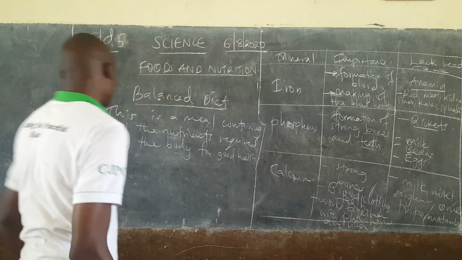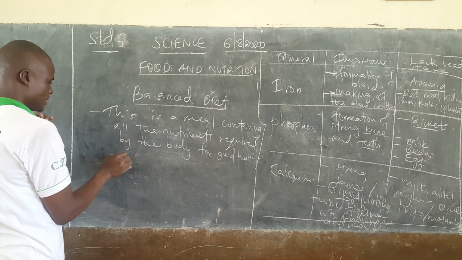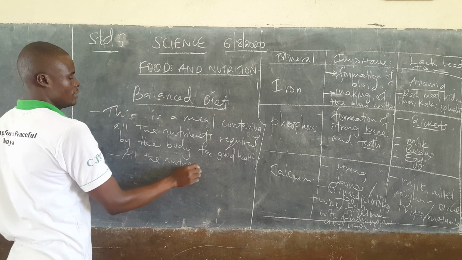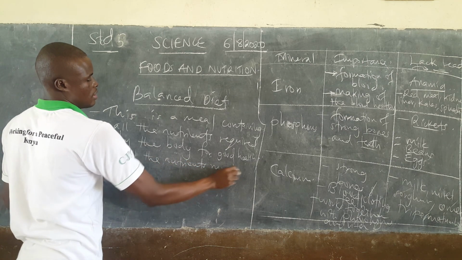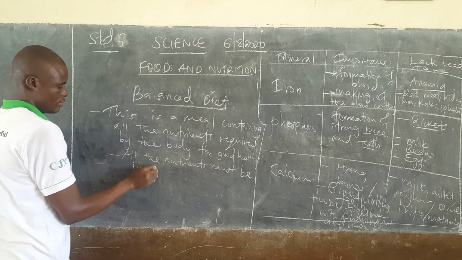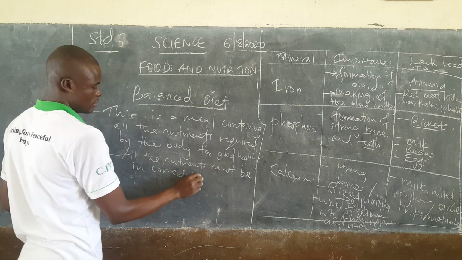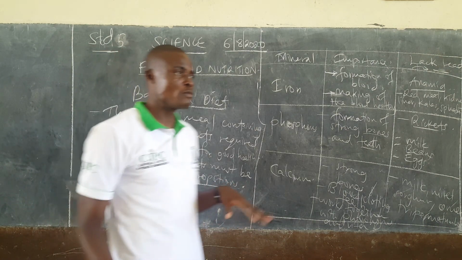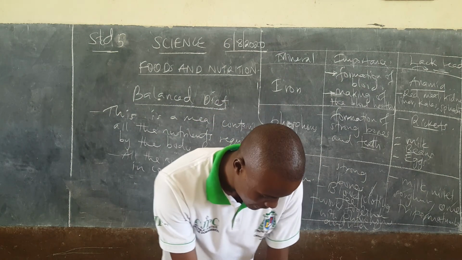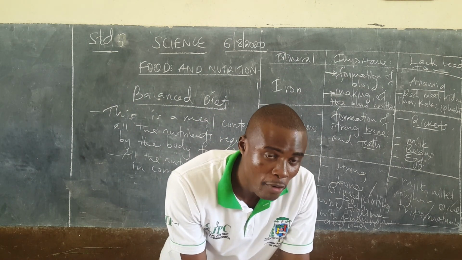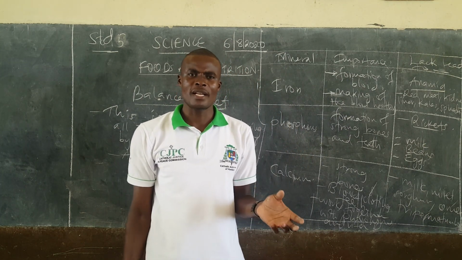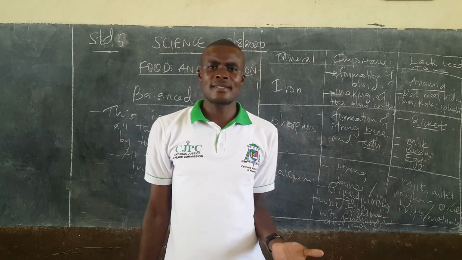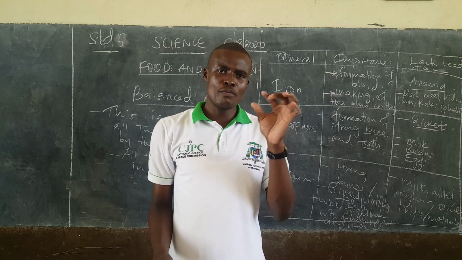So there must be correct proportion. All the nutrients must be in correct proportions. Their proportions must be correct, in that the body requires not much. I talk of proteins. Proteins should not be so much, because you should not eat more proteins than carbohydrates. So they should be in correct proportion.